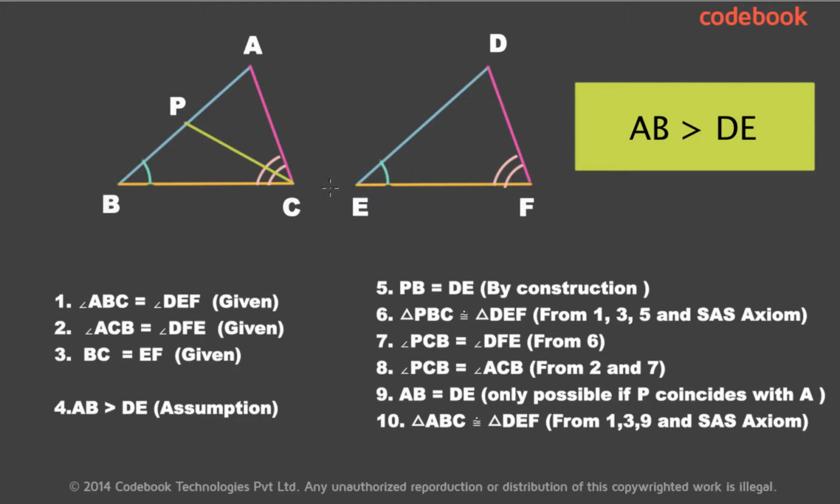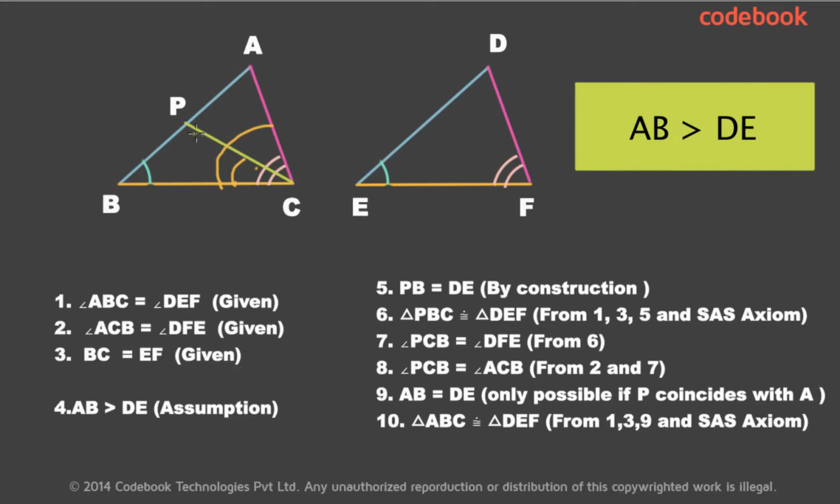So if two triangles are congruent, all the angles of those two triangles are also equal. So we can say angle PCB is equal to angle DFE, because they are corresponding angles of those two congruent triangles. But we have been given that angle DFE is equal to angle ACB in number 2. So angle PCB will be equal to angle ACB. How can that be possible? If you observe here, we are saying this angle is equal to this angle. That's not possible. It is possible only when P actually coincides with A.